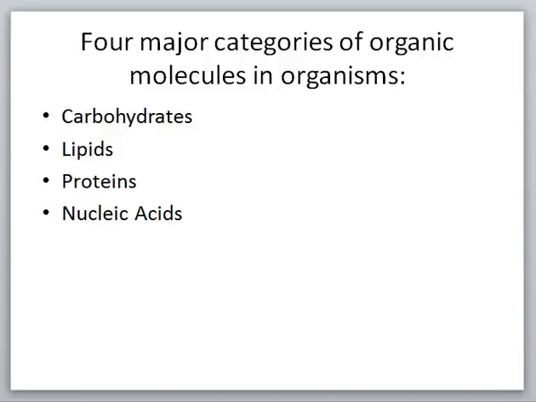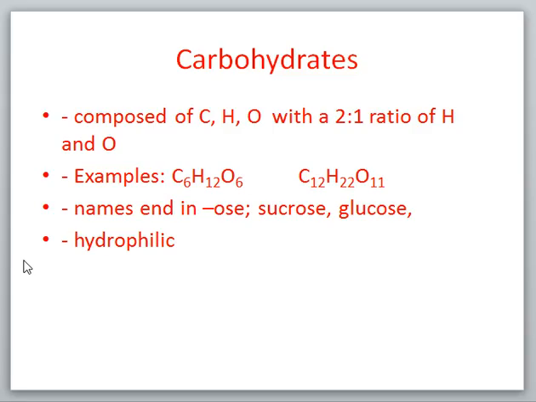Okay, this is chapter 3.2, in which we're going to look at carbohydrates. So, the four major categories of organic molecules that we find in organisms are carbohydrates, lipids, proteins, nucleic acids. Now, we're going to look at some examples of each one. So let's go to carbohydrates.